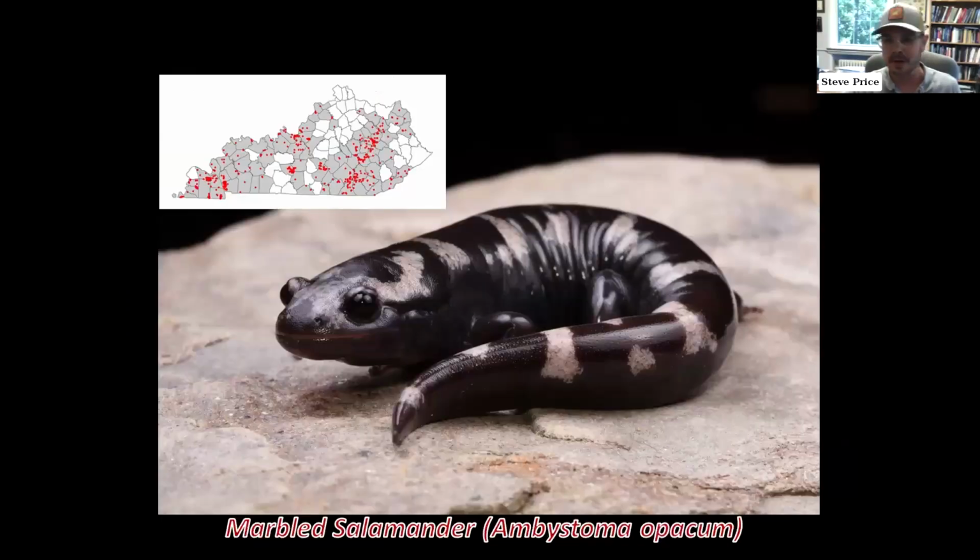I think our final pond breeding salamander that we'll talk about is the marbled salamander, very common in eastern Kentucky.